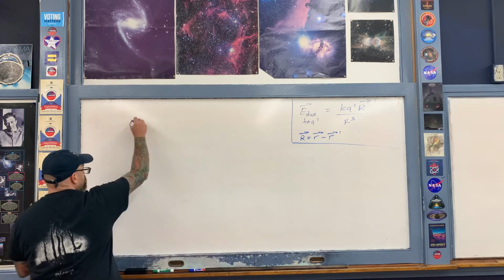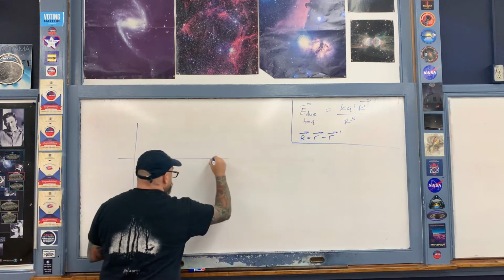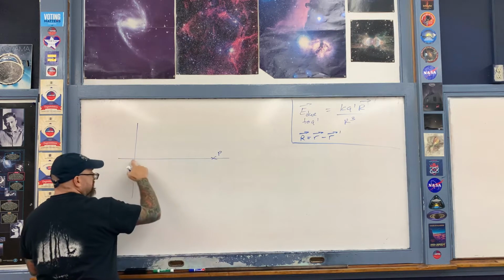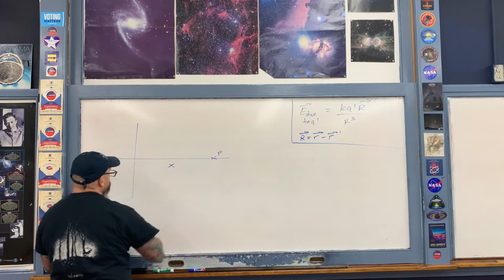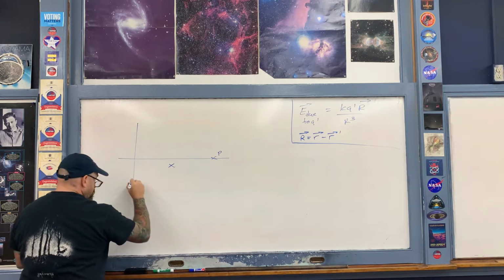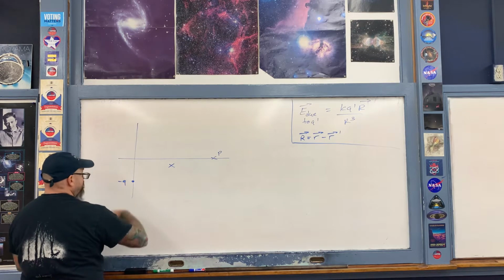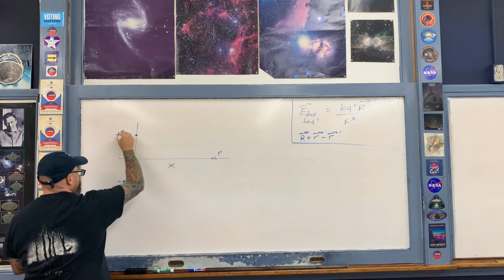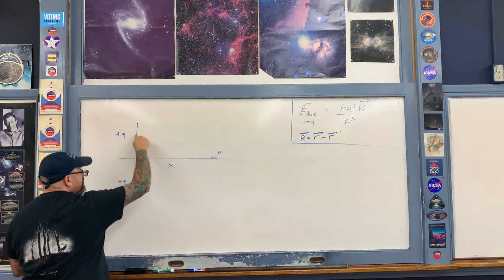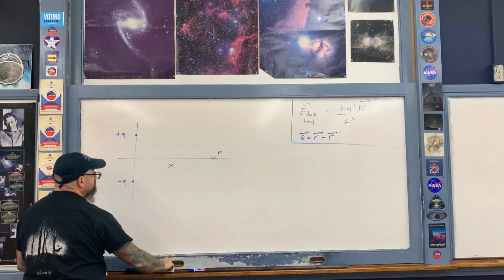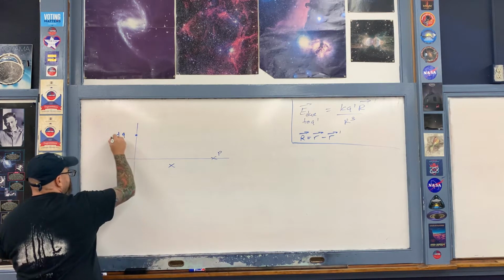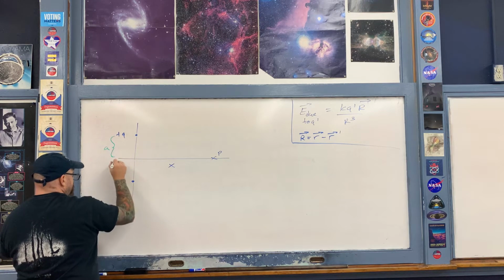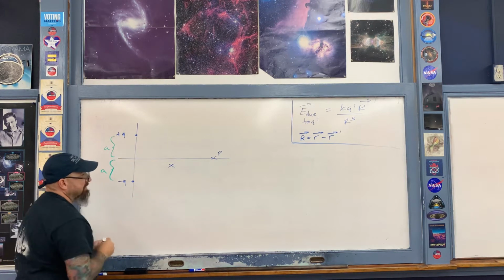Okay, so let me go ahead and draw in a coordinate system like so. And then right here is our point P in space, a distance x away from the origin. Okay, and then we have our two charges. One negative, a negative q, another positive, a positive q. They're separated from each other by a total distance of 2a. So on the diagram, this distance here is a, as is this distance here.